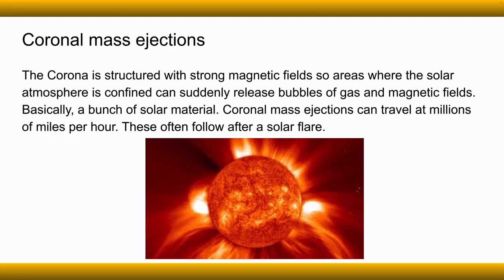Coronal mass ejections. The corona is structured with strong magnetic fields, so areas where the solar atmosphere is confined can suddenly release balls of gas and magnetic fields. Basically a bunch of solar material. Coronal mass ejections can travel at millions of miles per hour. These often follow a solar flare.